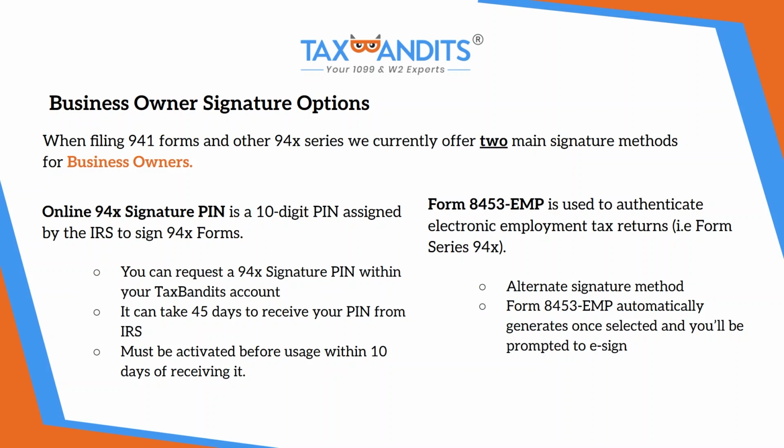If you do not currently have a 94X signature PIN or do not have time to apply for one before your next 941 filing, no worries. You can sign Form 8453-EMP as an alternative signature option. Form 8453-EMP automatically generates once you've selected that option, and you'll be prompted to e-sign that form. Form 8453-EMP is used to authenticate any electronic employment tax returns, for example, the Form 941, the 940, and so forth.